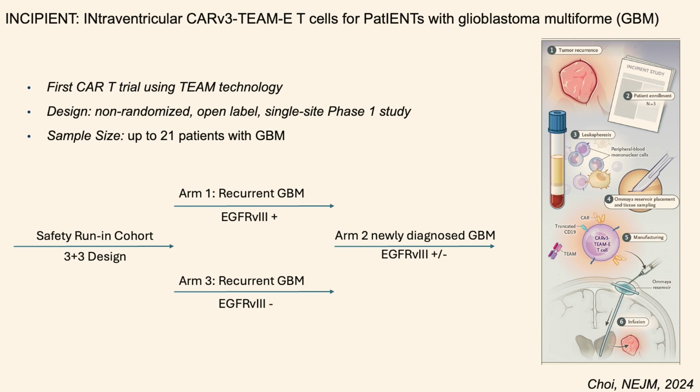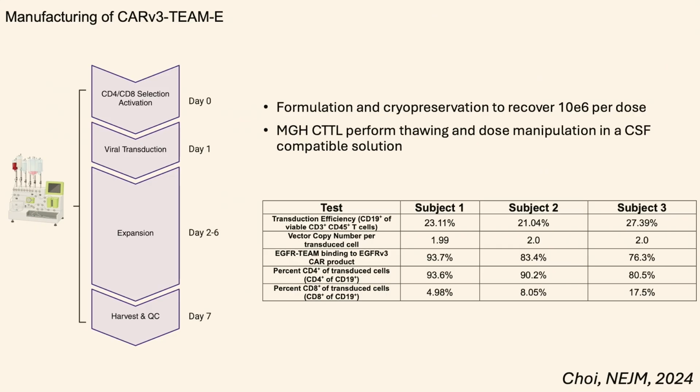And this is the manufacturing process that was used to generate the CAR at the CMCF, the cell manipulation core facility at Dana-Farber, which is across the street. We start at day 0 by selection for CD4 and CD8, and then activation. And then on day 1, we do the viral transduction. And then from day 2 to day 6, we expand the T cells to the relevant number. And then we harvest and QC on day 7.